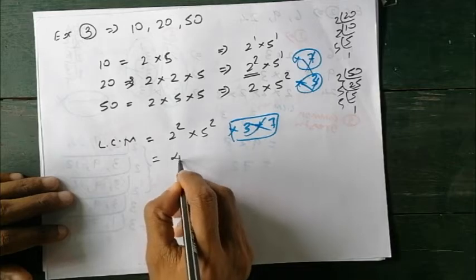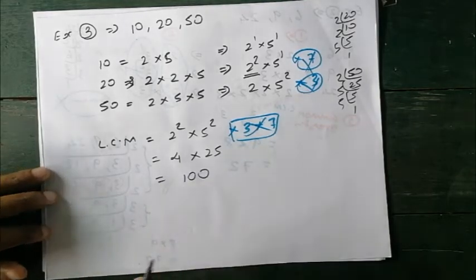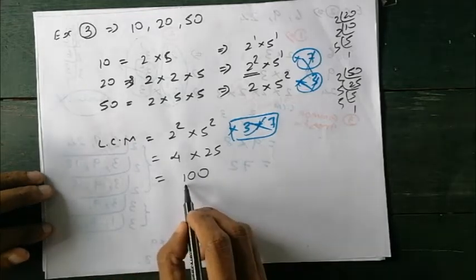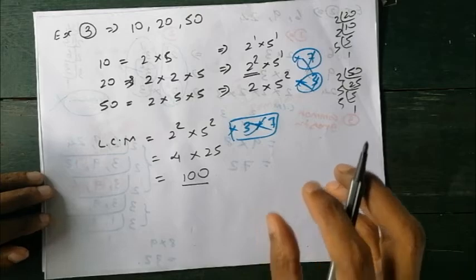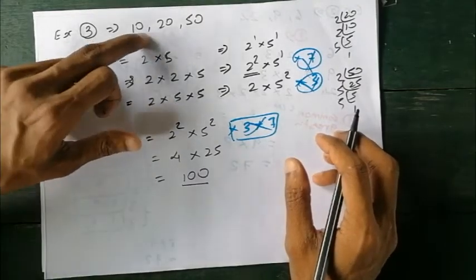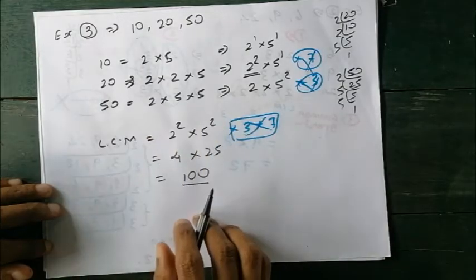So 2 squared is 4 and 5 squared is 25. The value is 100. So 100 is the least number which can be divided by these 3 values: 20, 10 and 50.